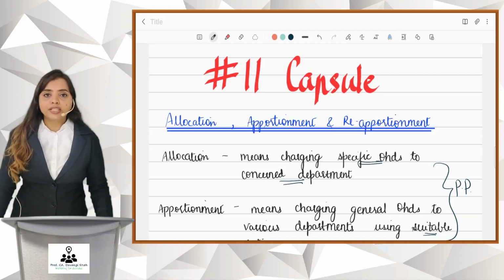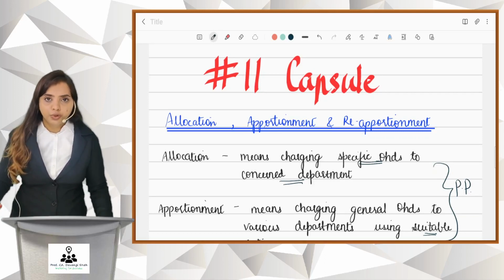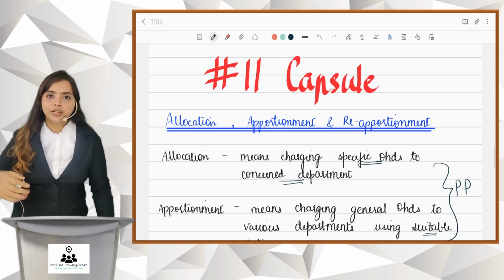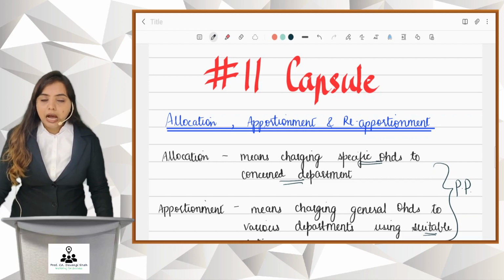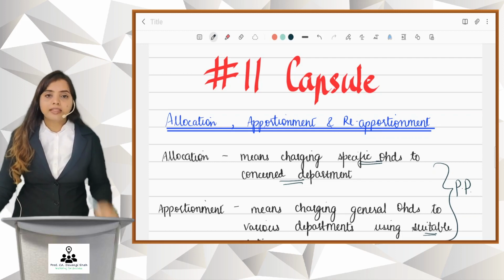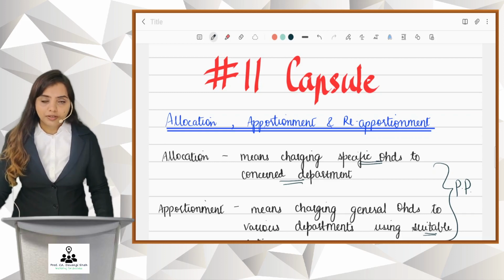Friends, let's start with Capsule 11, Allocation, Apportionment and Reapportionment. When you do the chapter overheads, you'll come across sums where you are given a list of overheads. Now that list of overheads is to be divided between the departments, such as the production departments, and that is where allocation, apportionment and reapportionment come in.